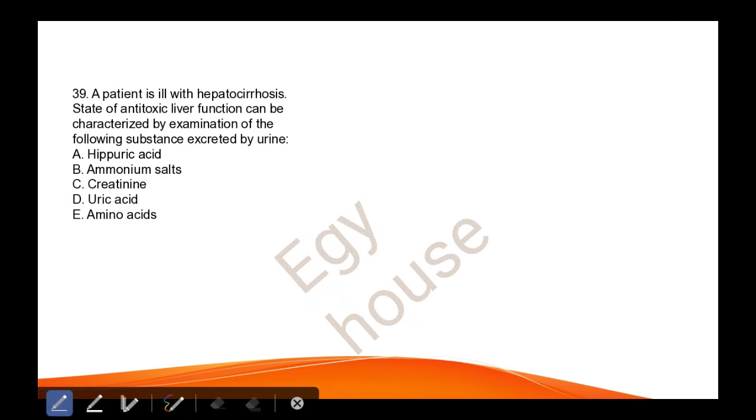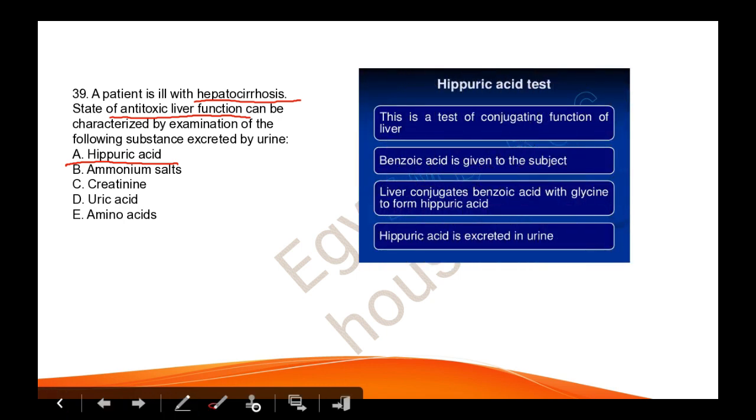In this question, the patient has hepatocirrhosis, and we want to estimate the antitoxic liver function. Let me show you here: the test is done by injecting benzoic acid into the subject, and the liver conjugates benzoic acid to form hippuric acid, which we can see in the urine. So in the case of hepatocirrhosis, we will have a low level of hippuric acid in the urine.